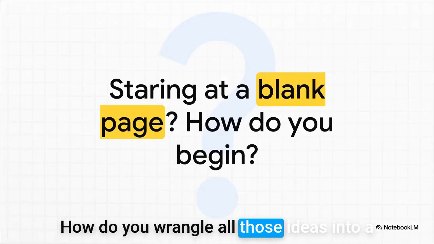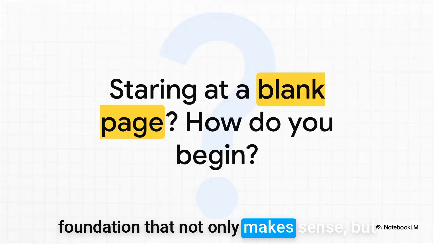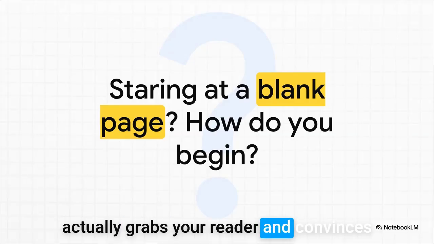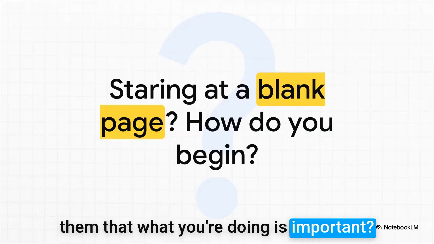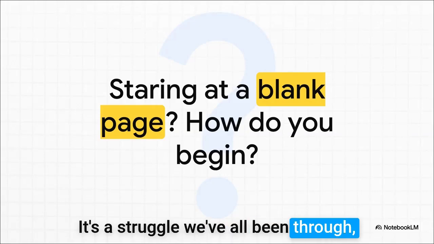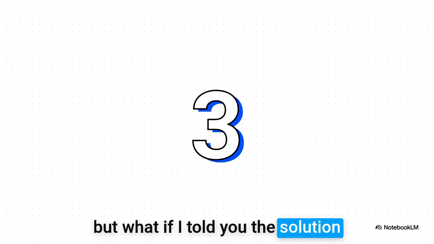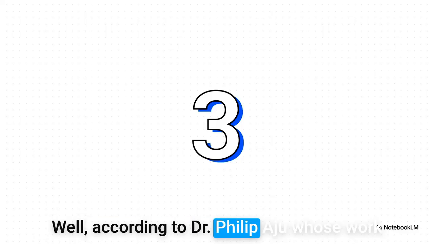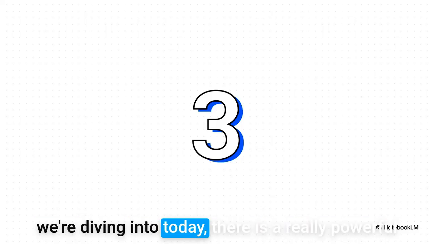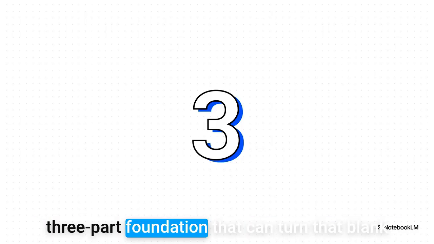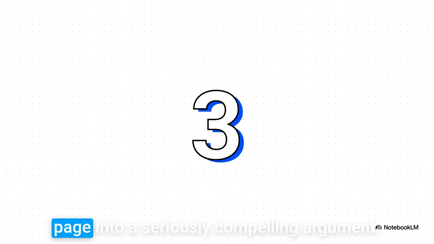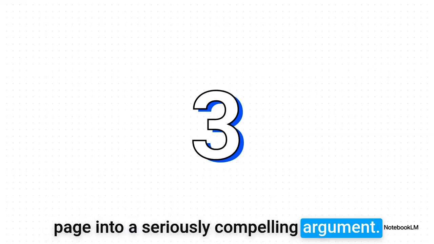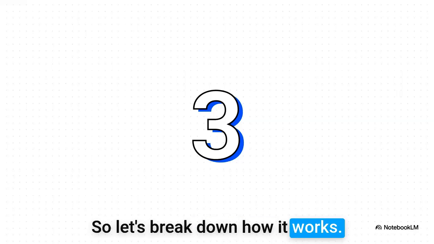How do you wrangle all those ideas into a foundation that not only makes sense, but actually grabs your reader and convinces them that what you're doing is important? It's a struggle we've all been through. But what if I told you the solution was as simple as the number 3? Well, according to Dr. Philip Aju, whose work we're diving into today, there is a really powerful 3-part foundation that can turn that blank page into a seriously compelling argument. So, let's break down how it works.